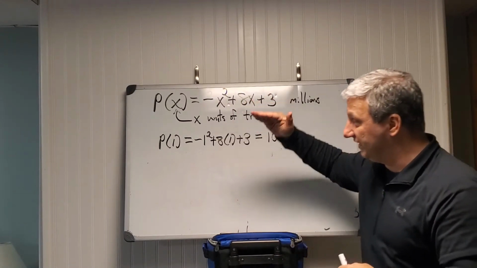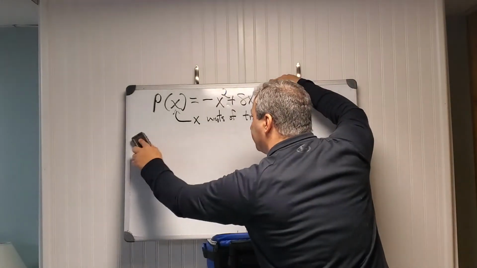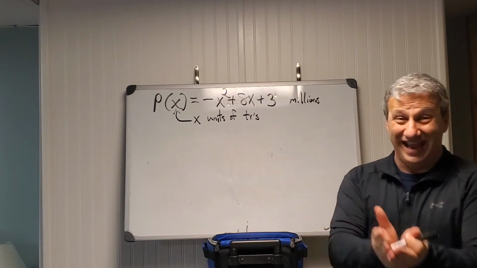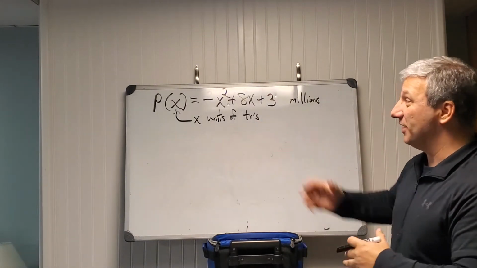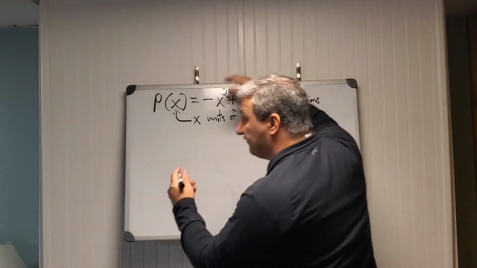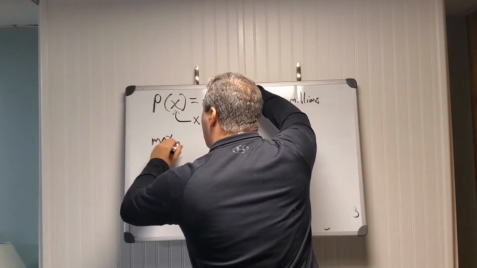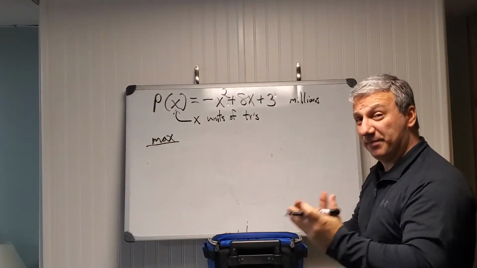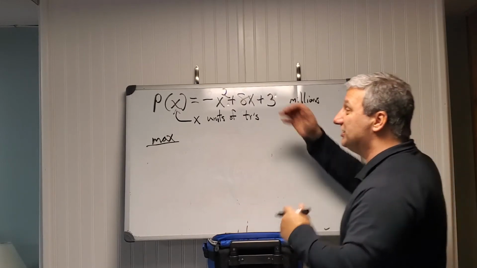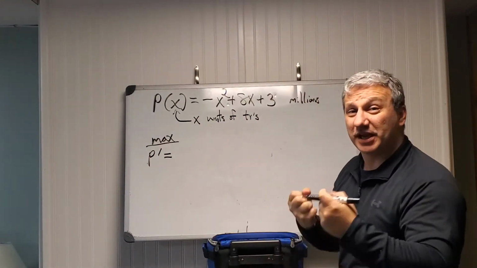Now, we could play the game with just plugging in, but I'd like to have a nice, sweet, concise way of finding a maximum, or if this was a cost function, a minimum. Right now, it's a profit function. I want to maximize profit when I can. So how does one find a maximum? Well, for a max or min, I always do the same steps. It's part of my graphing process. What I do is I take the derivative, because that's where the max and mins can potentially occur.